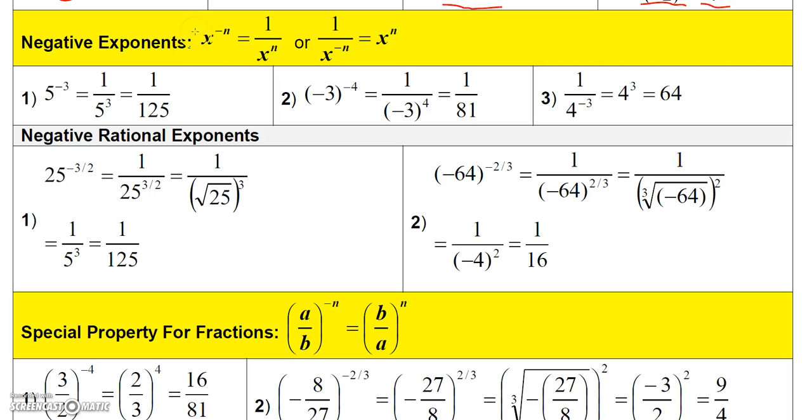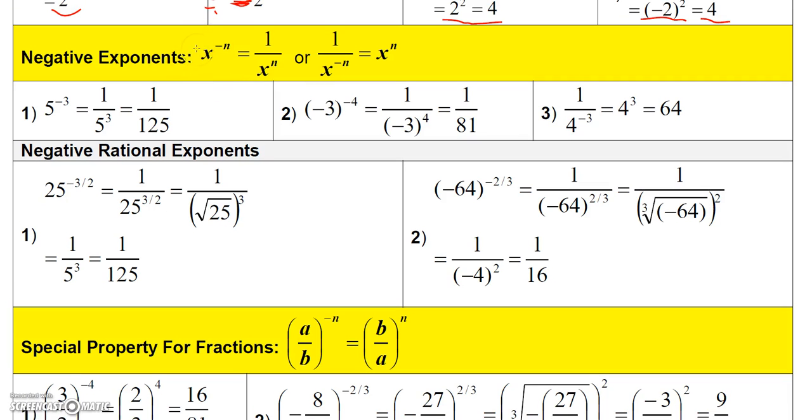All right, let's talk about negative exponents. If you have x to the negative n, that actually can be written as 1 over x to the positive n. So for instance, if you had 5 raised to the negative 3rd power, that would be the same as 1 over 5 to the positive 3rd power. And then you could cube the 5 and get 125.